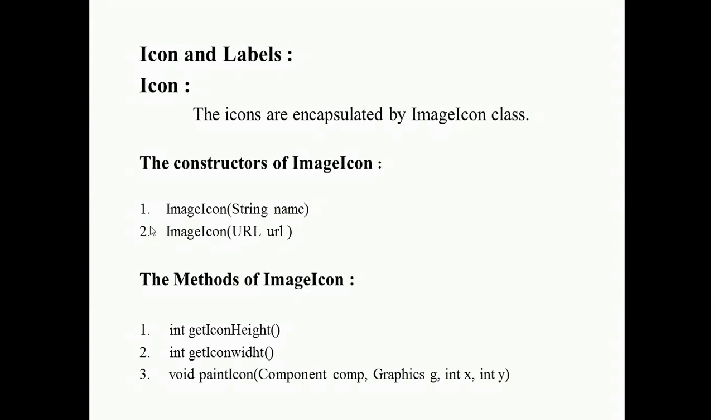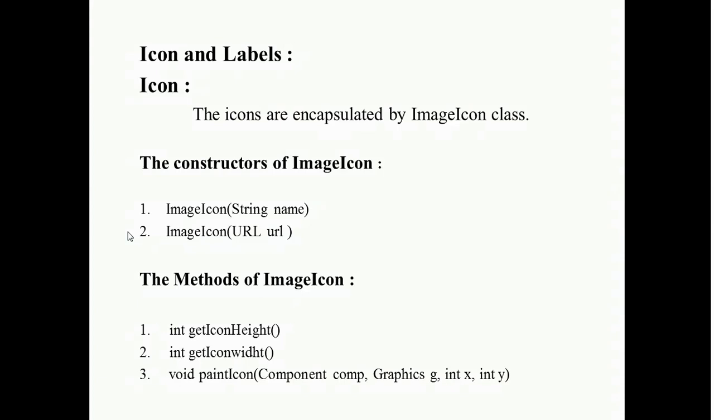Means in the first constructor we have to specify the name of the file, that is a string name. Name is nothing but the file name. And in the second constructor it downloads the image from the specified URL. That URL is mentioned as a parameter. These two are the constructors of ImageIcon.